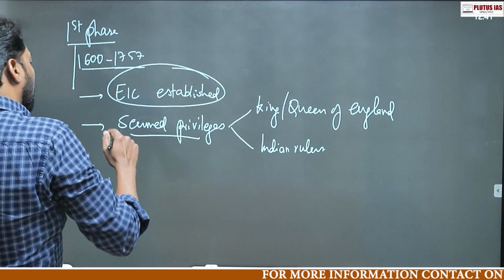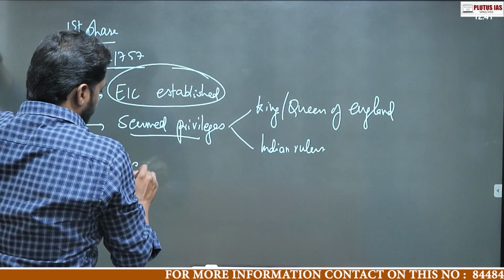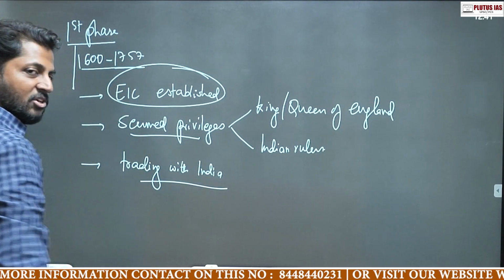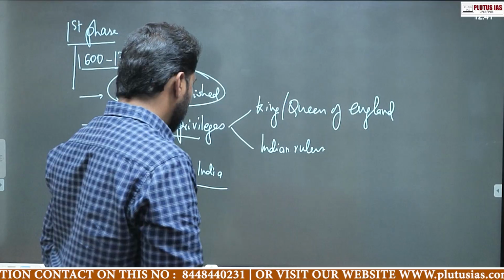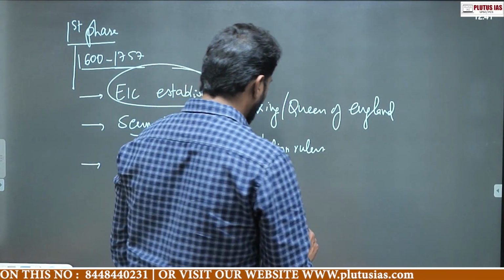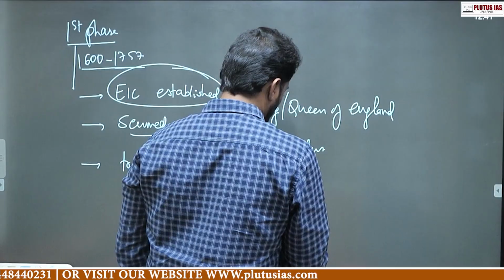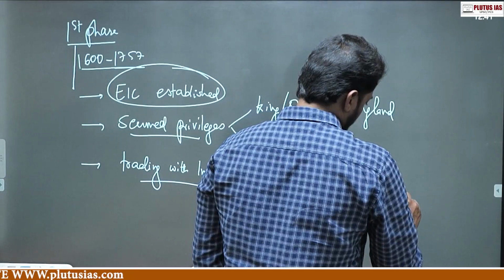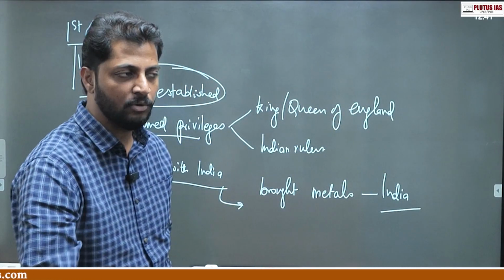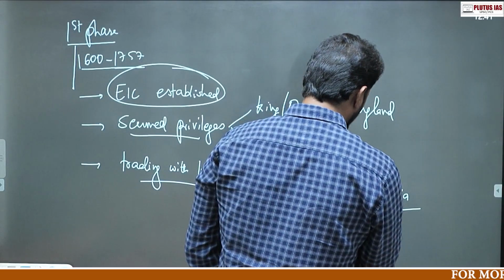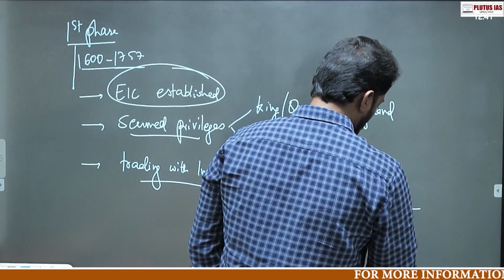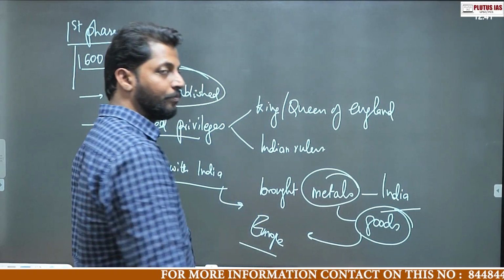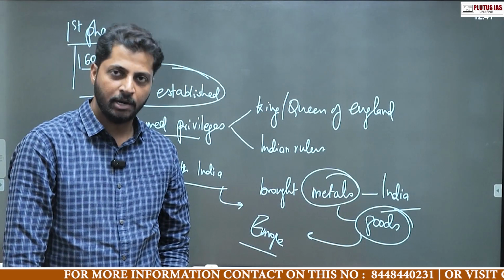So in this spirit, they started trading with India. So in this phase, they brought metals to India, like bullion, gold, silver. They brought metals to India, and using those metals, they purchased Indian goods and exported them back to Europe, and they made profit on that trade, right?